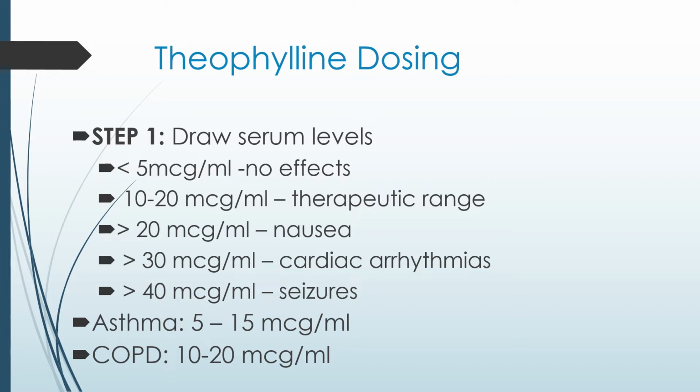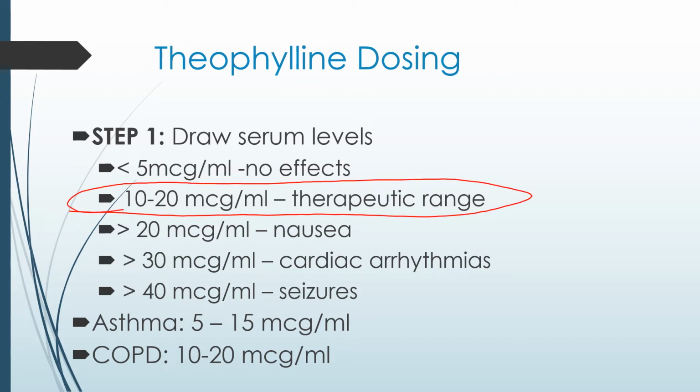When it's 10 to 20 mics per ml, that's when they're going to be in that therapeutic range, 10 to 20 mics per ml. Anything over 20 mics per ml, you're going to start to see negative side effects. So here is your therapeutic range, 10 to 20. Sounds like you need to know that, and you do.